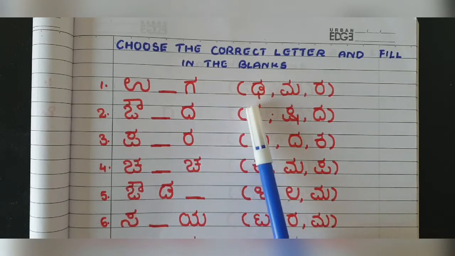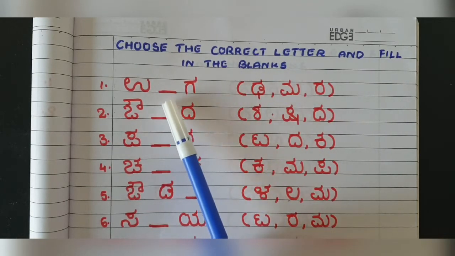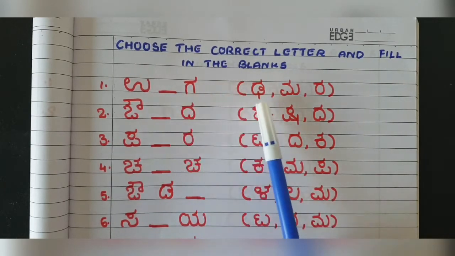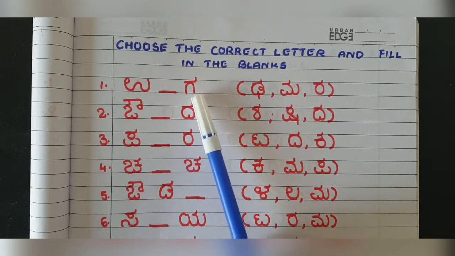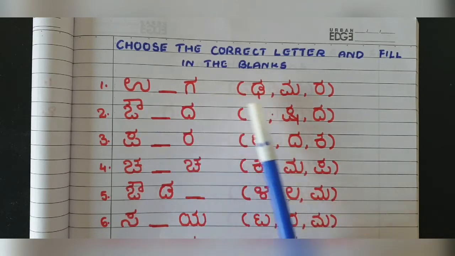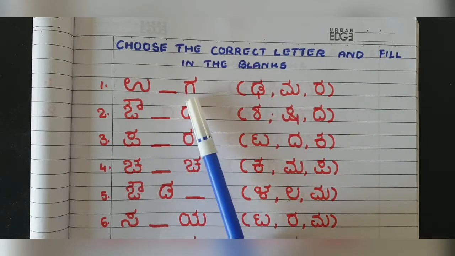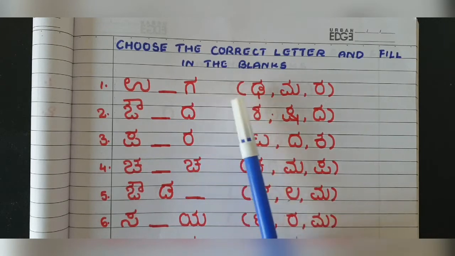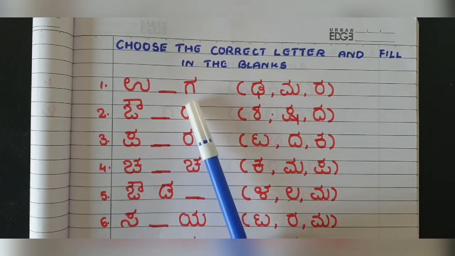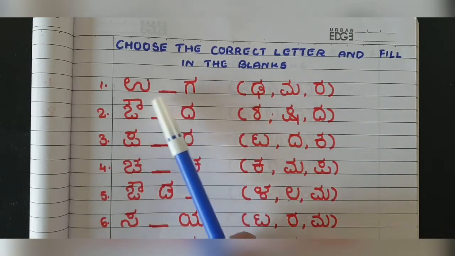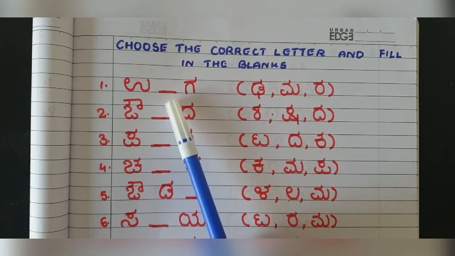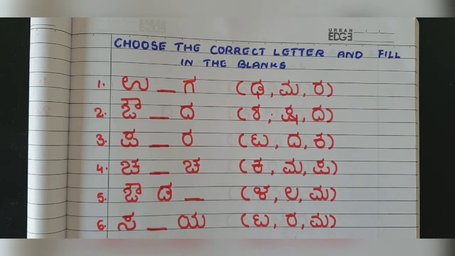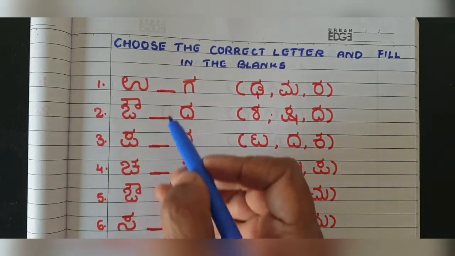So we need to check which letter has to be filled here. Okay, let's check one by one. Udaga, it doesn't make sense. Then Umaga, we haven't heard anything, any word like Umaga. And Uraga, do you remember? Uraga is nothing but snake. We have learned the word Uraga, snake.